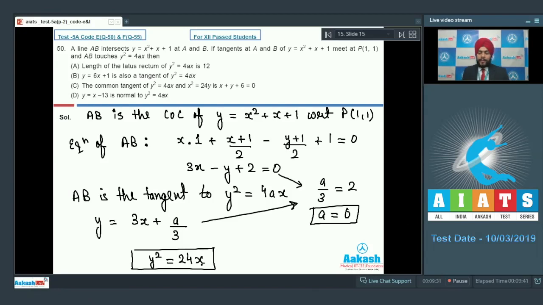First part, length of latus rectum of y square equal to 4x is 12. Wrong, the length is 24. Y equal to 6x plus 1 is also a tangent of y square equal to 4x. So if m is 6, a upon m will be 1. So that is true. Y equal to 6x plus 1 is a tangent. The common tangent of y square equal to 4x and x square equal to 4y is x plus y plus 6 equals 0. That is correct, because this is a tangent with slope minus 1. So y equal to minus x plus 6 upon minus 1. So x plus y plus 6 equals 0. Correct again. Option number D is wrong. So final answer BC.